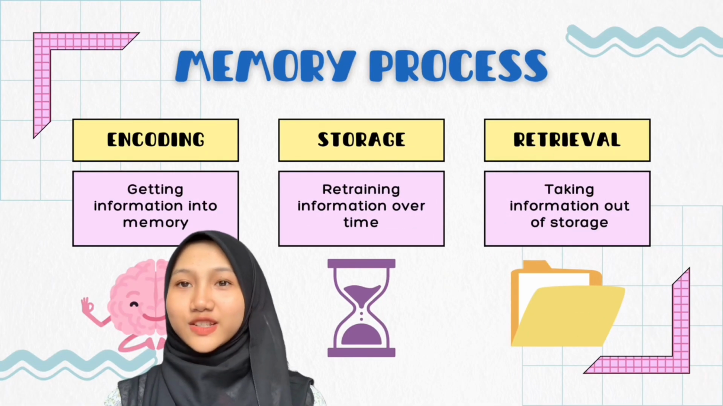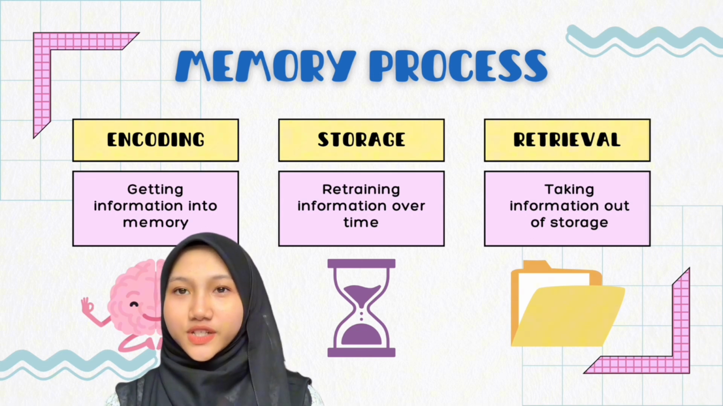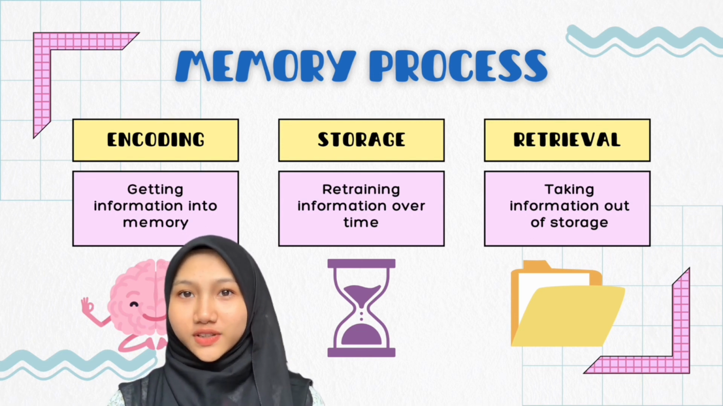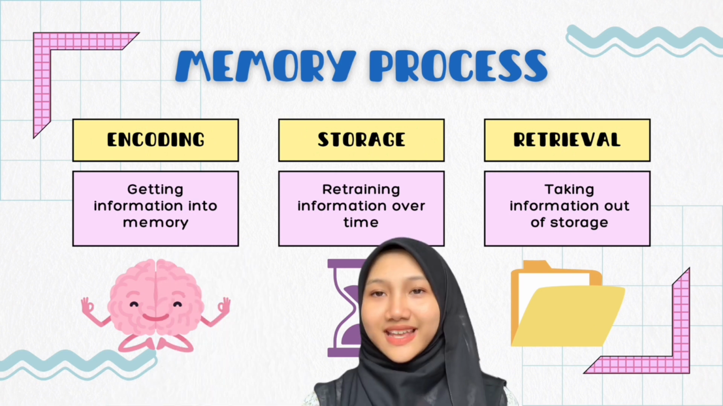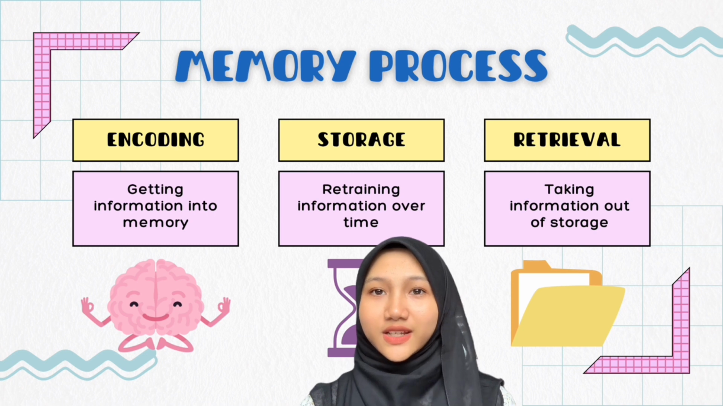Memory process. There are three stages of the memory process, which are encoding, storage, and retrieval. The first one is encoding. Encoding means getting information into memory. The second one is storage, which means retaining information over time.